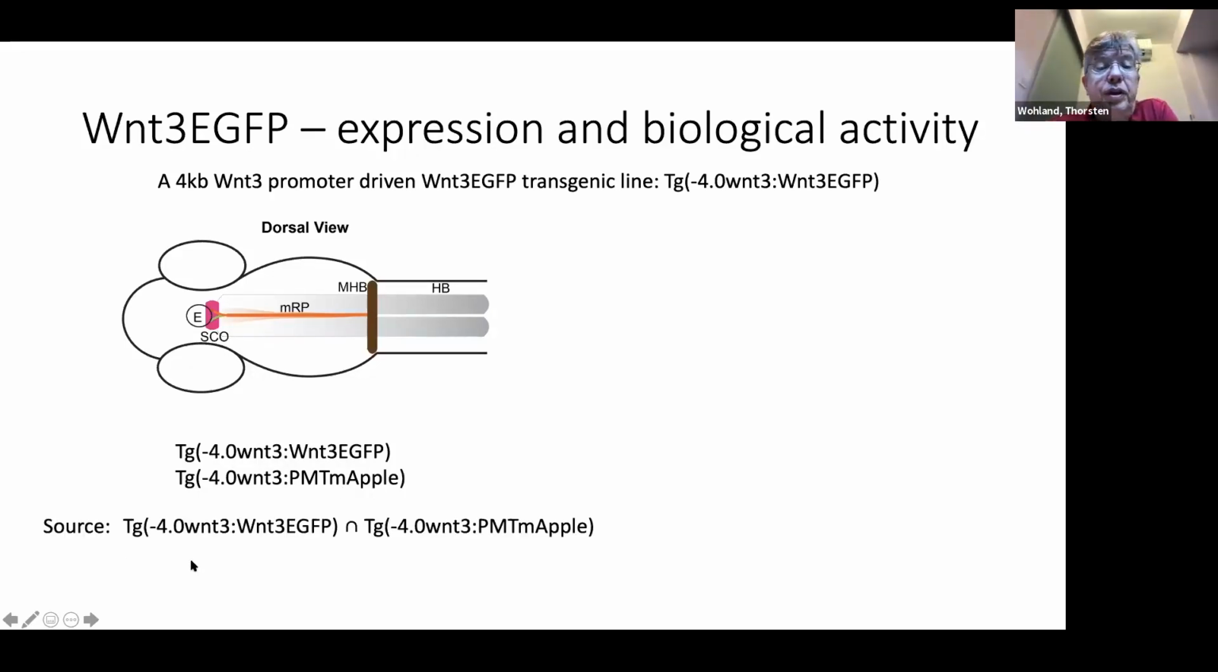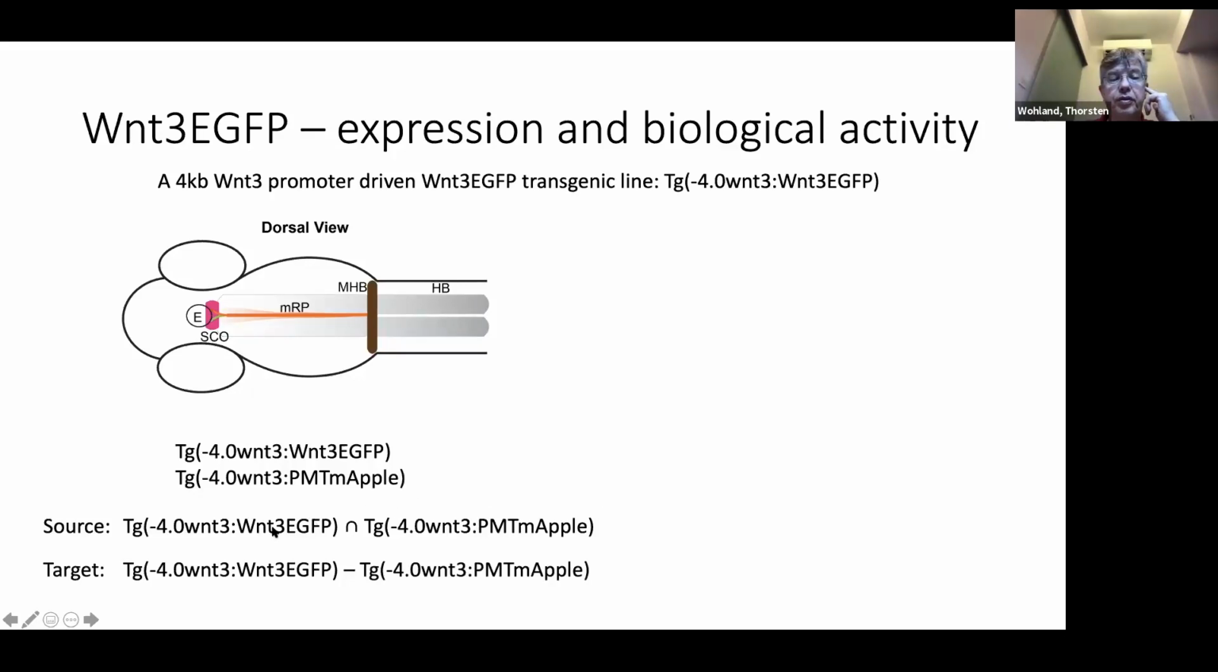So the first thing we can do now is take a look: is Wnt3 transported at all in the animal? How do we do that? We cross these two lines, and both lines are running on the same promoter. PMTmApple, as it's on the inside of the membrane, cannot move through the fish at all. It has to stay at the cells where it is expressed. But Wnt3 EGFP, if we are right, will be found at the cells where it's expressed, but it will also be secreted, and it will actually reach other cells.